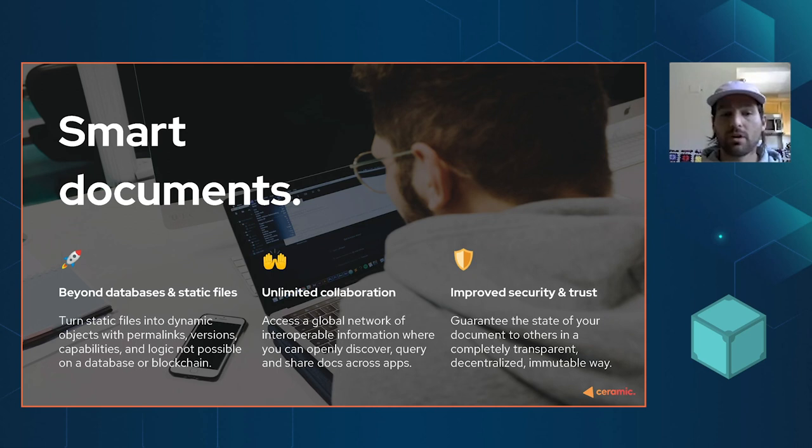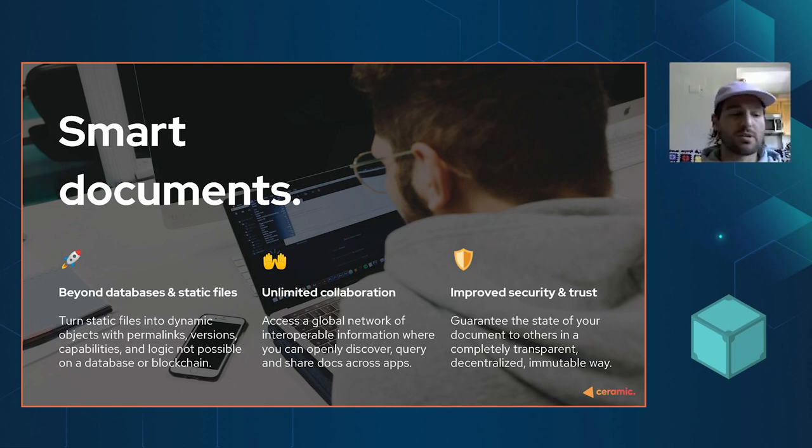It also opens up unlimited collaboration and composability that we're used to as it relates to blockchains and Web3, but you can access a global network of interoperable information where you can openly discover, query, and share documents across applications and contexts. And lastly, you get improved security and trust. So you can really guarantee the state of your document to others in a completely transparent and decentralized way.